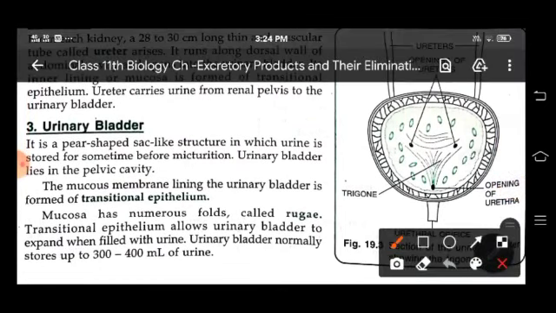After the ureter comes the urinary bladder, which is a pear-shaped sac-like structure, and it stores urine for some time before micturition. Now the urinary bladder lies in the pelvic cavity, and its mucous membrane forms the transitional epithelium. Now here see, this is the urinary bladder, children, and these are the 2 openings of the ureters, and this is the opening of the urethra from which urine passes out from the body.